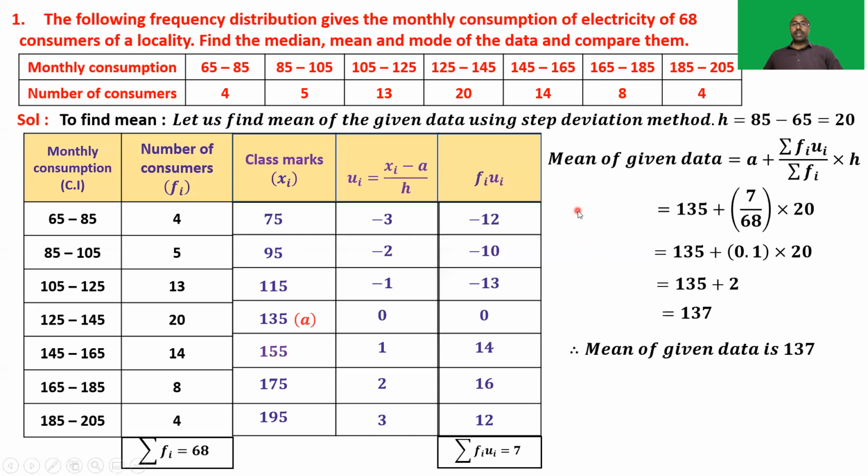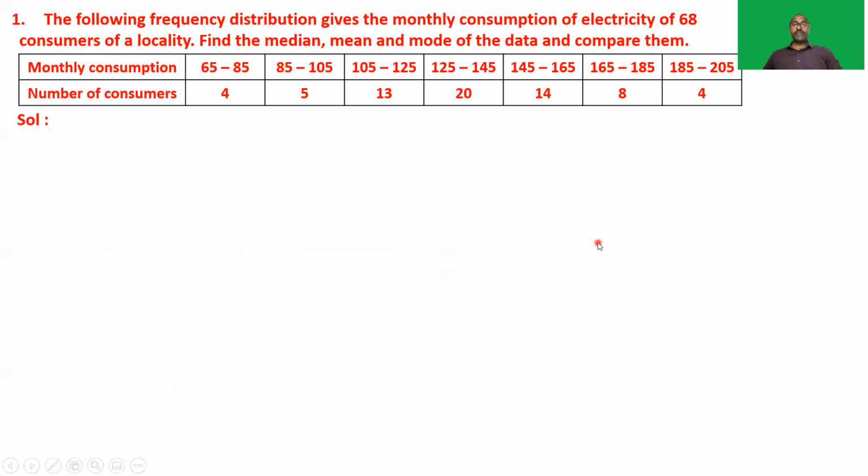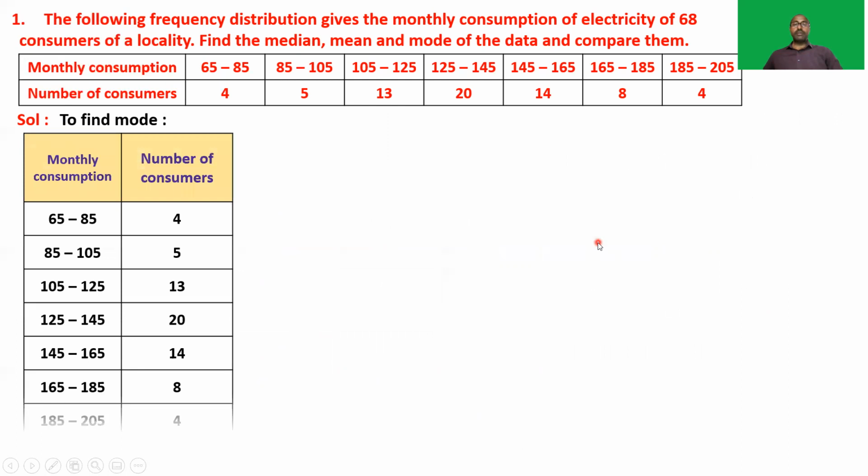So now the third measure we have to find is the mode. So let us find the mode. Okay. So while finding the mode, we have only two columns which are given in the data. And in this one, we can observe that 20 is the maximum frequency, and the class interval having the maximum frequency is 125 to 145. We take it as the modal class. So the modal class is 125 to 145.